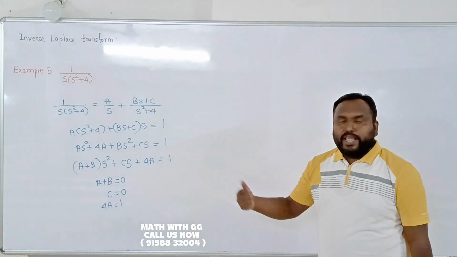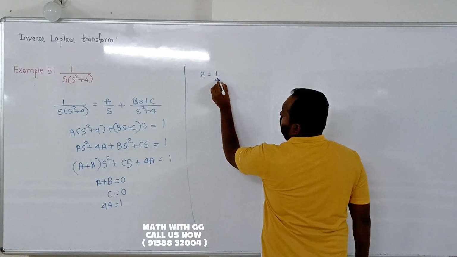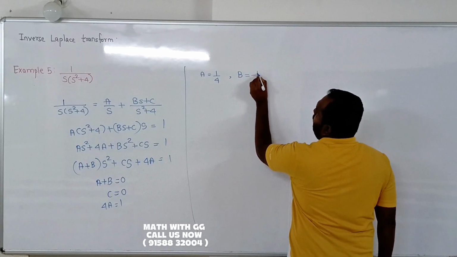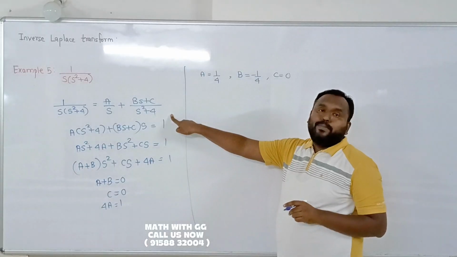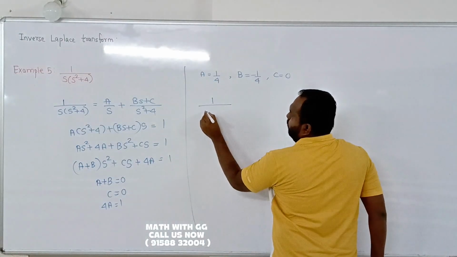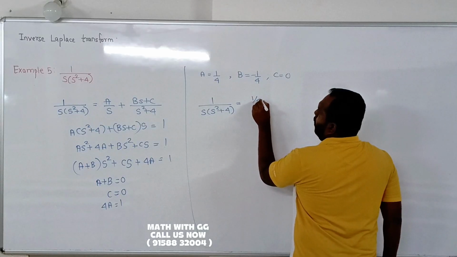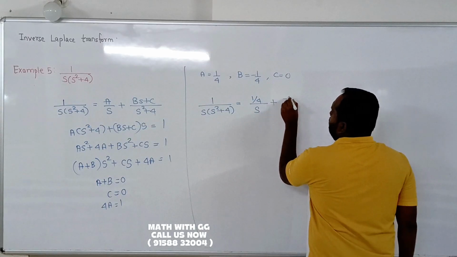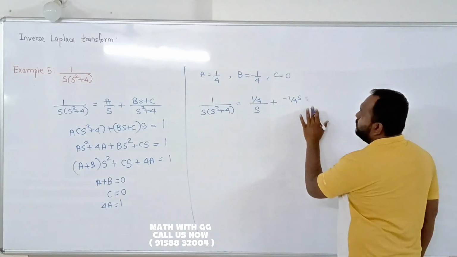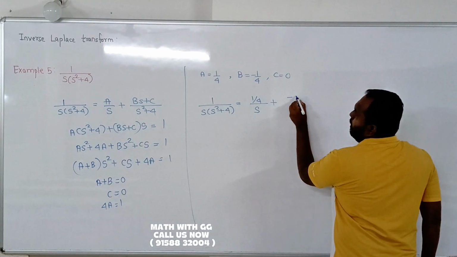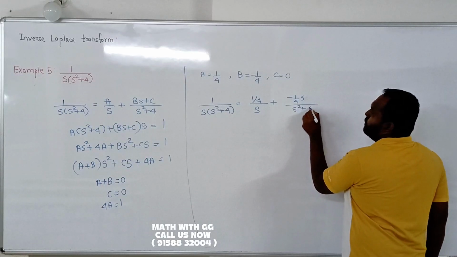Again, solving these three equations, we get the values a = 1/4, b = -1/4, and c = 0. Therefore, this term can be expressed as 1 upon s into (s square plus 4) equal to (1/4) upon s plus ((-1/4) into s plus 0) upon (s square plus 4). We will not write down the 0.